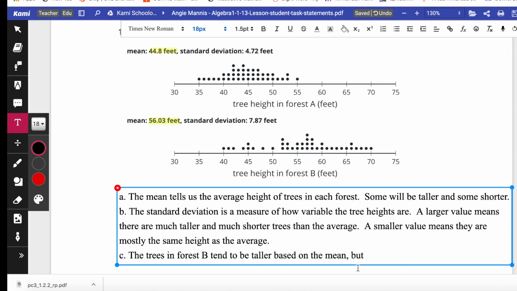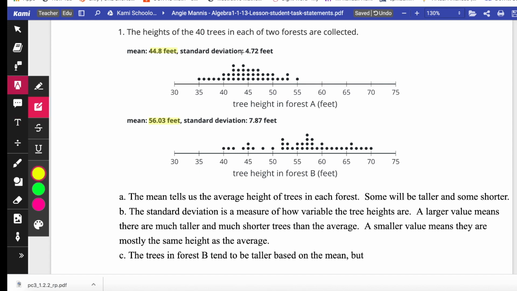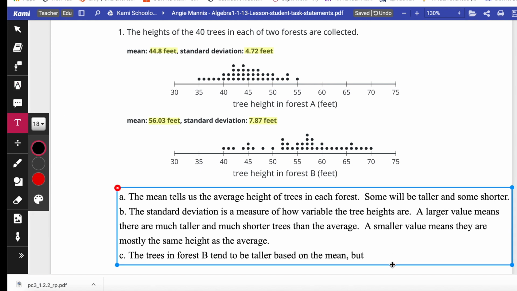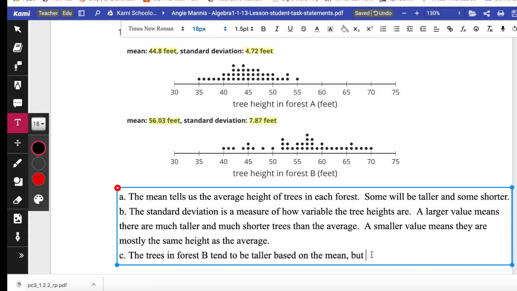But now look at the standard deviations. What do you notice about those? This one's 4.72 feet. This one's 7.87. So this standard deviation of 7.87 feet tells me they're less consistent with the mean. You've got taller and shorter trees. They're not as close to the height of the mean. So they are also more variable. They have more variation going on here.